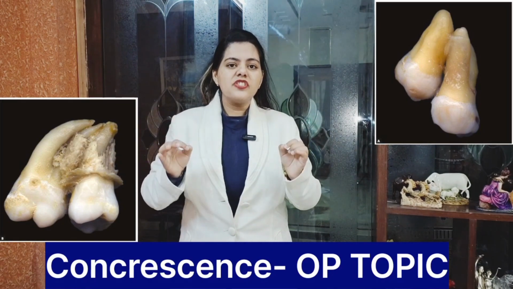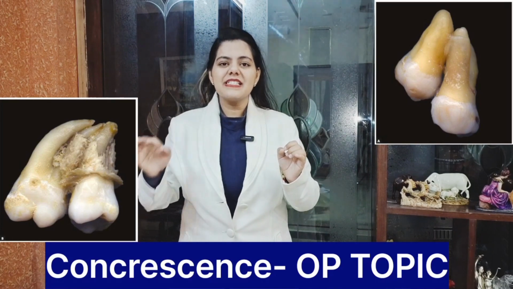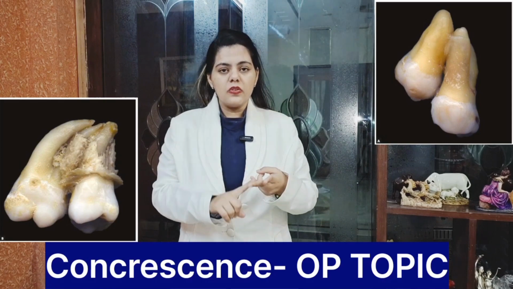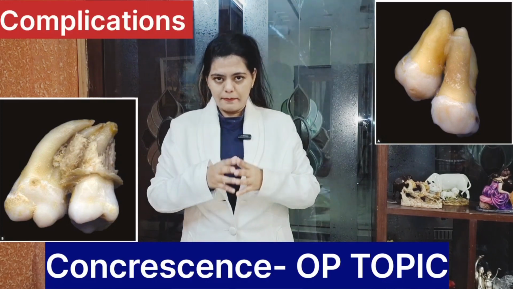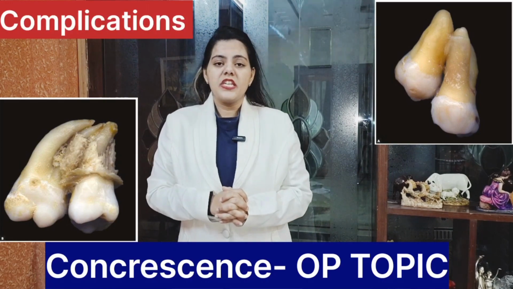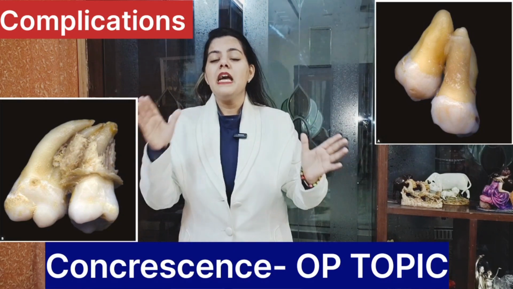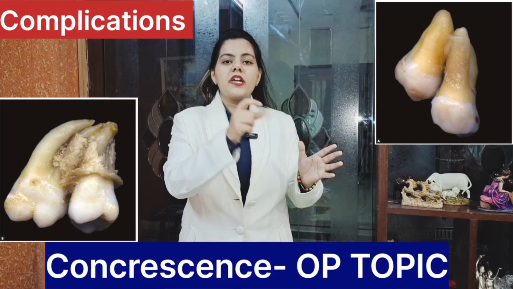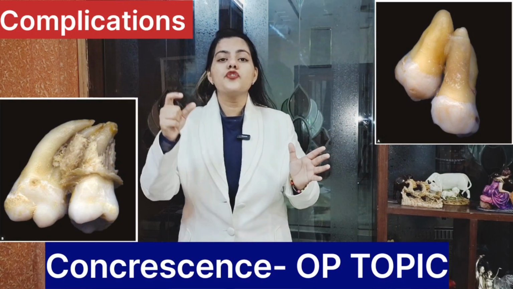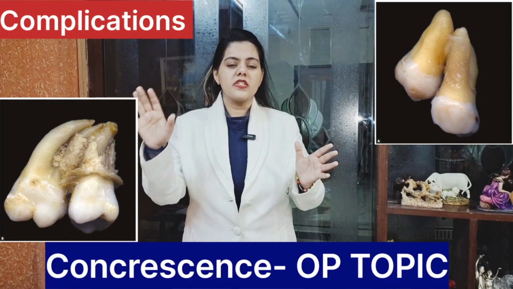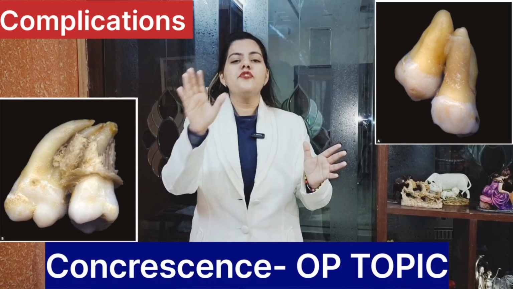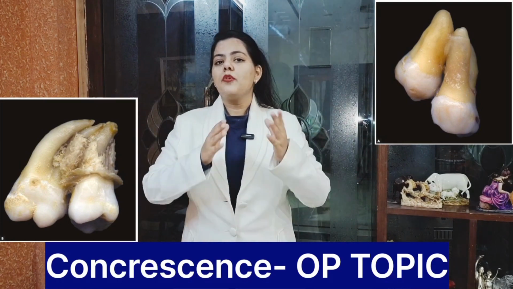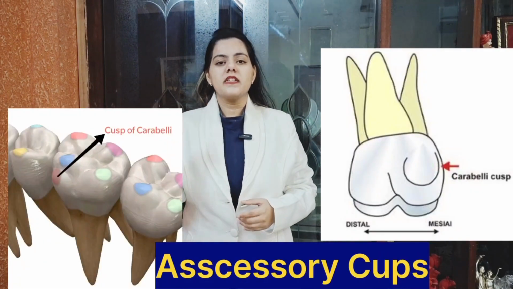Most commonly, the teeth involved in concrescence are the maxillary and mandibular second and third molars. Clinical complications associated with concrescence: we have to do a clinically careful extraction of the concrescence tooth. Whenever it is present in the mouth of a patient, we need to do the extraction carefully, right? Followed by that, the next important topic is the accessory cusp.